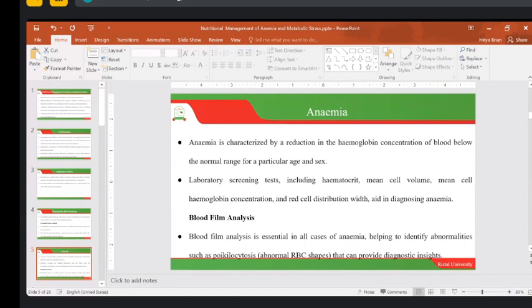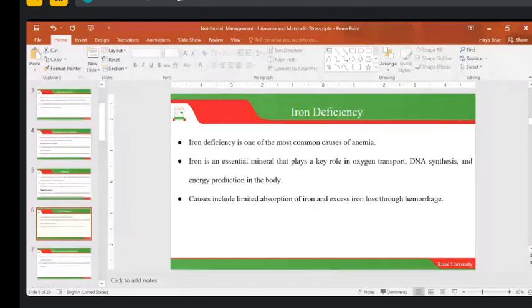Here the blood film analysis is essential in all cases of anemia, helping to identify abnormalities such as poikilocytosis, which is really the abnormal shapes of red blood cells, and that can provide diagnostic insights. Really, we will be looking at the different cases to do with sickle cell anemia. And at the end of the day, that will be how we indicate nutritional interventions for patients suffering with sickle cell anemia. But truly, here we are looking at it in general terms.